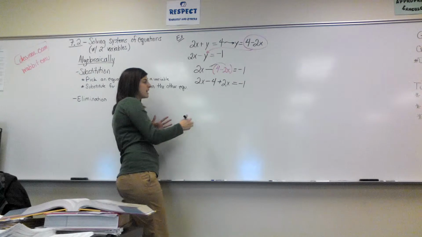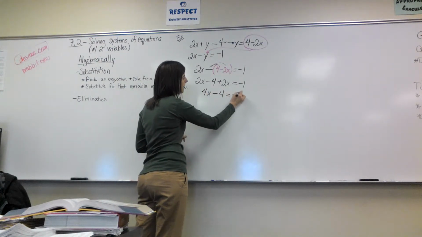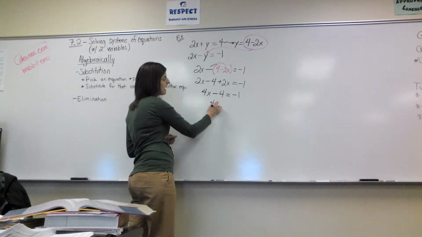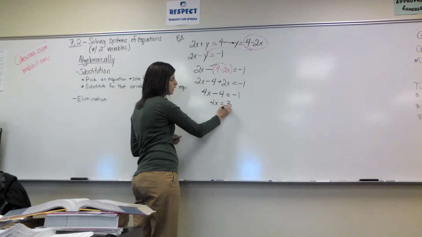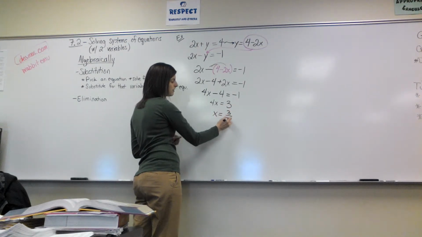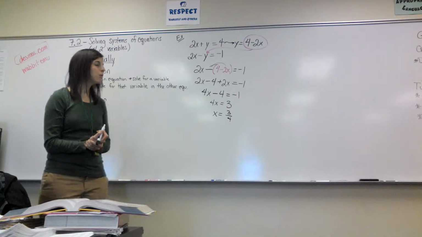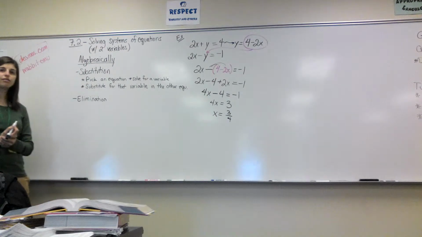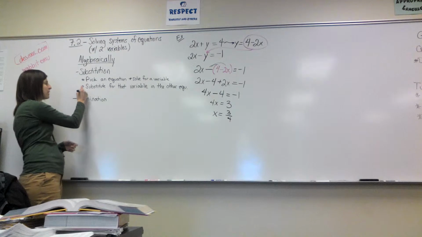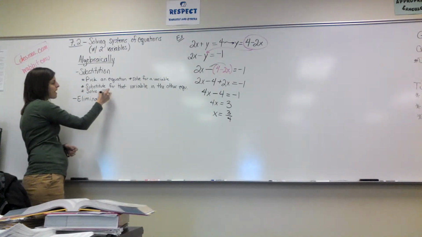Okay, that's not correct though for this problem. 4x minus 4 equals -1. Add the 4, so 4x equals 3. Divide by 4 and x equals 3/4. That's not my full solution. What do you need to do after you solve for that variable? Back substitute, yeah, plug it back in. Solve and back substitute.